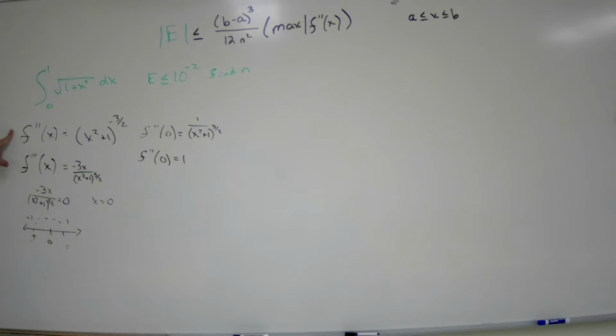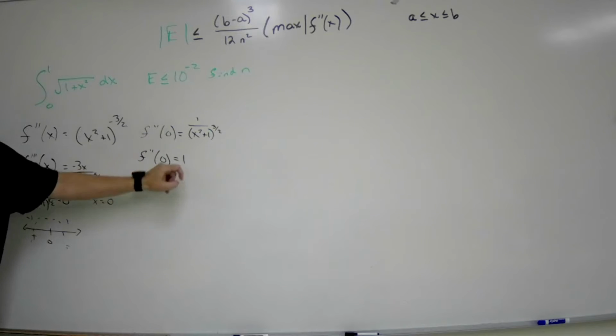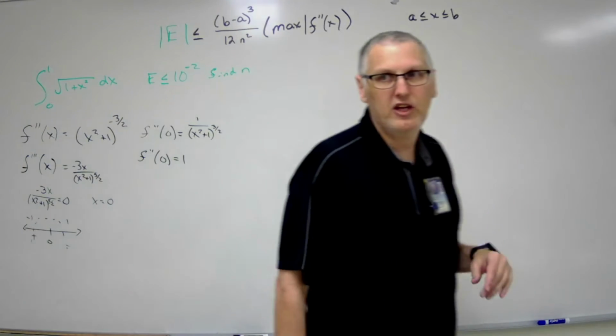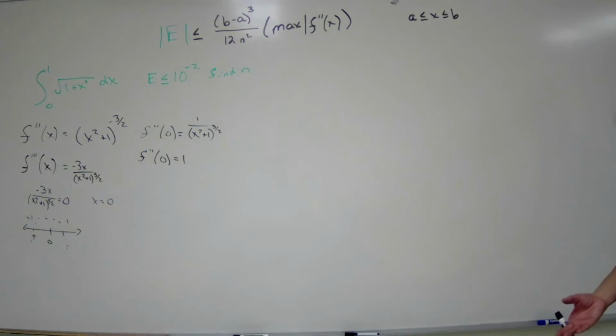So now we know the maximum of this occurs at 0. But I need to know what is that number, and that's why I plug in f double prime of 0. I plug the 0 into this, and it comes out as 1. The easy way to find the max is to take the next derivative, set it equal to 0, and then do that little test. It's like the first derivative test, but on the third derivative.